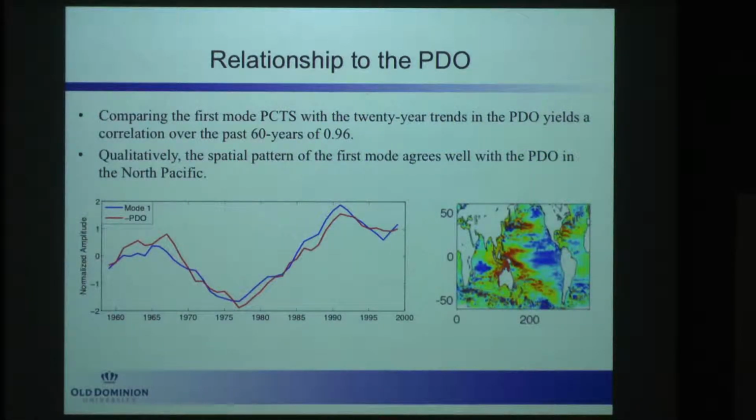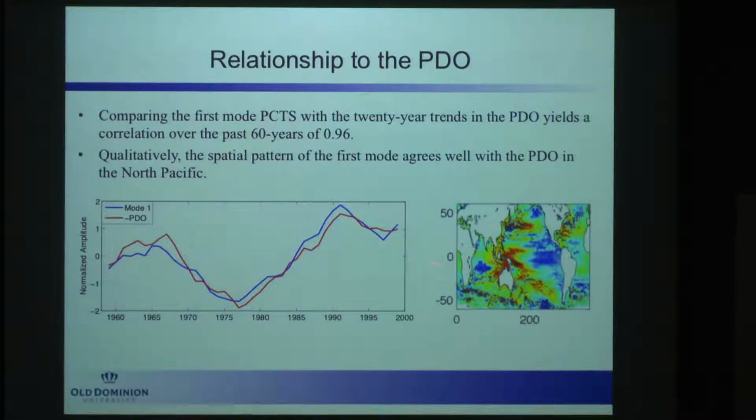So if we look at that first mode, the PC time series is here in blue, and we look at the PDO. We're taking 20-year trends in the PDO, plotting those against this mode 1, our first dominant trend pattern mode, and you see the correlation is very high. We only have about one cycle of this, obviously, but they're very nicely in phase. They show very good agreement, a correlation of 0.96, which you could easily eyeball. We also get the kind of horseshoe pattern that you'd expect from the PDO in the North Pacific.